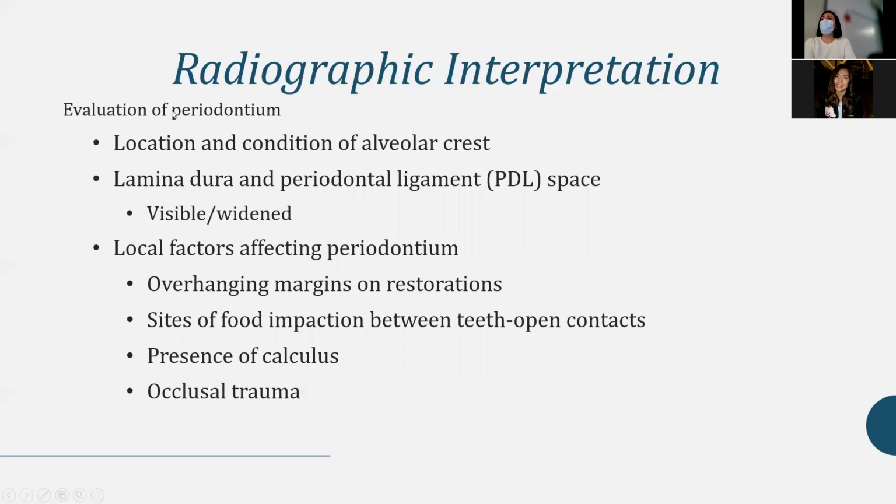So when we're evaluating the periodontium, we look at the location and the condition of the alveolar crest. So how smooth and continuous does it look, or is it starting to look kind of jagged and moth-eaten, or is it really starting to go far below the CEJ? Lamina dura, we want to look at that. We also want to look at the periodontal ligament to see if it's visible and if it's widened.